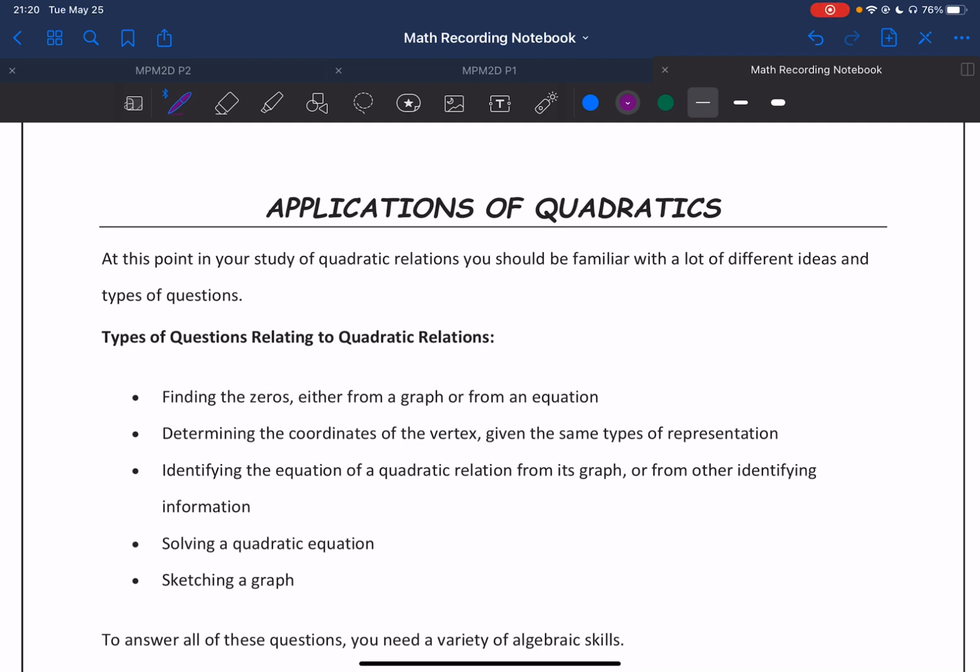All right, so today we're going to be looking at applications of quadratics. At this point, we have figured out most of the ways of dealing with quadratic relations. Now what we're going to do is apply them to real-world examples.